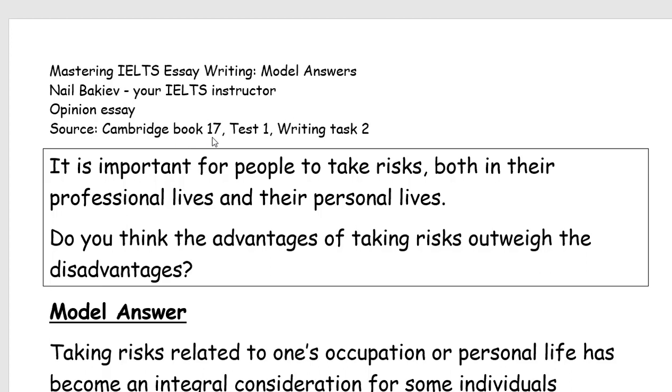Cambridge Book 17, Test 1, Writing Task 2. Let's read and analyze this opinion essay.